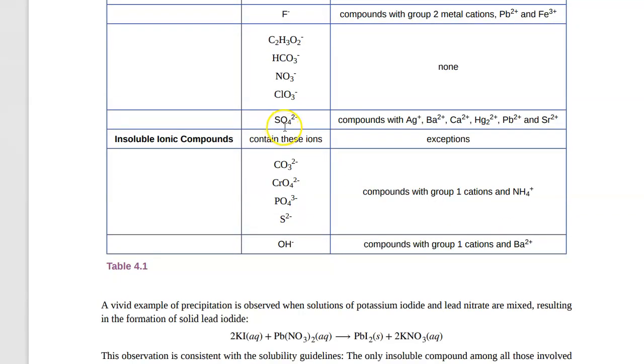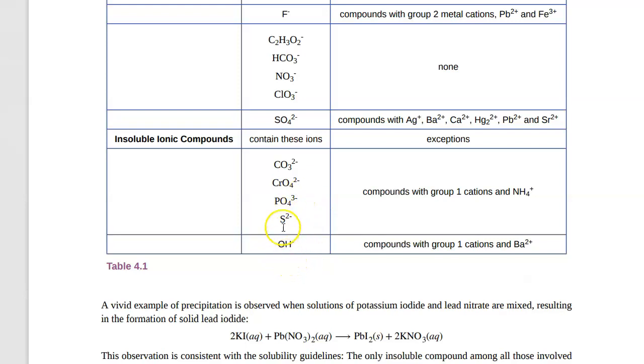Sulfates are generally soluble. Your heavy metal sulfates tend to not be soluble, and your group 2 sulfates generally are not soluble. That's what these exceptions over here are. And then most everything else is generally insoluble with certain exceptions. So you've got carbonates, chromates, phosphates, sulfides. These are generally pretty much always insoluble.